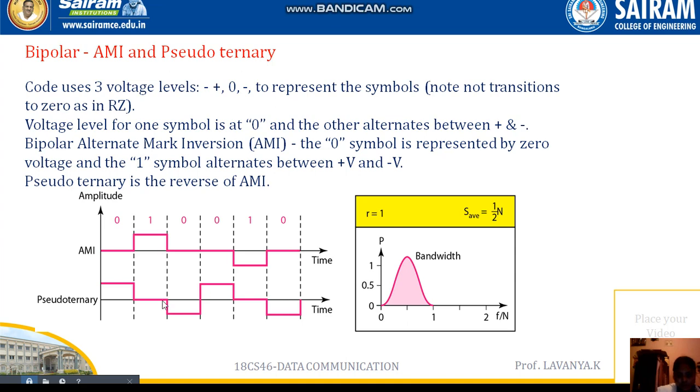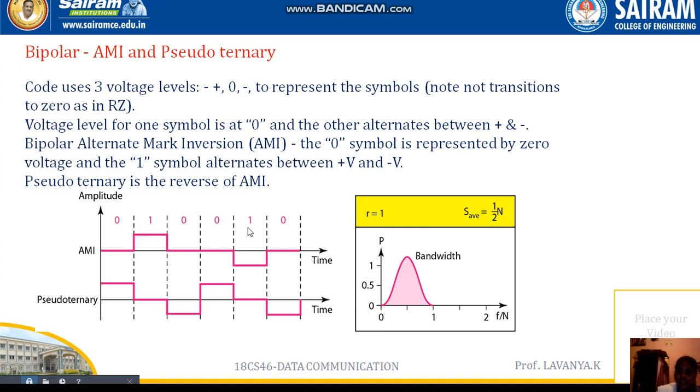Then, what is the pseudo ternary? The pseudo ternary is the inverse of our AMI technique. Why? Because, as I told you, with alternating ones the signal may change. Initially, the first value of 1 should be a high voltage value.